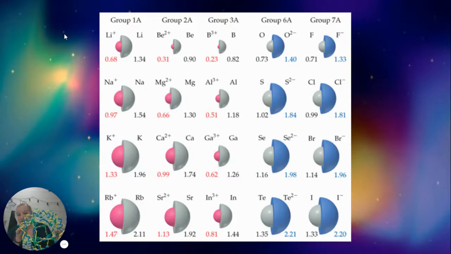In the case of beryllium, beryllium loses 2 electrons, so it's got 2 more protons compared to the electrons, so it pulls it in even tighter. And in the case of boron plus 3, you have an even more dramatic effect that pulls it in tighter because you have 3 more protons compared to your electrons. So those are your cations.